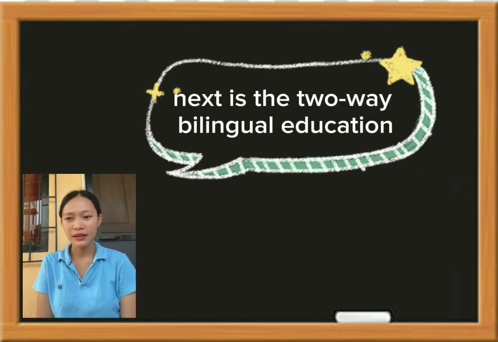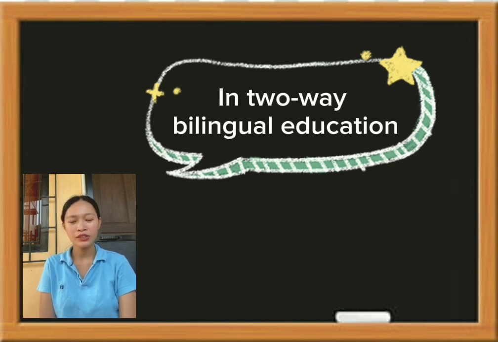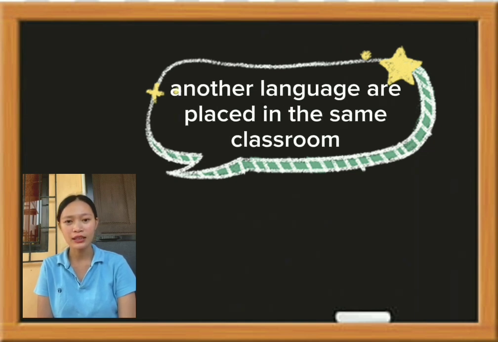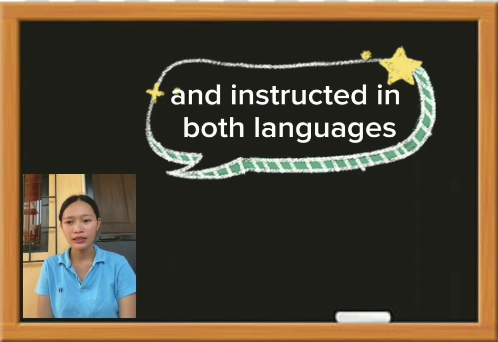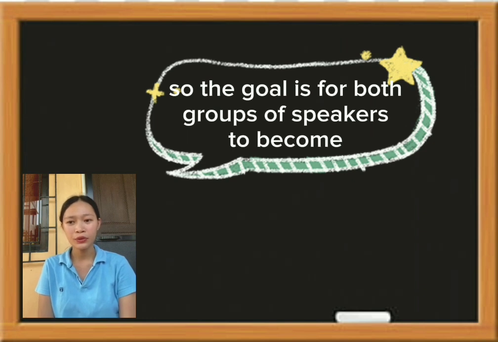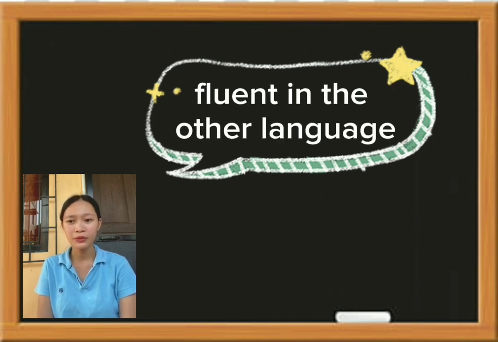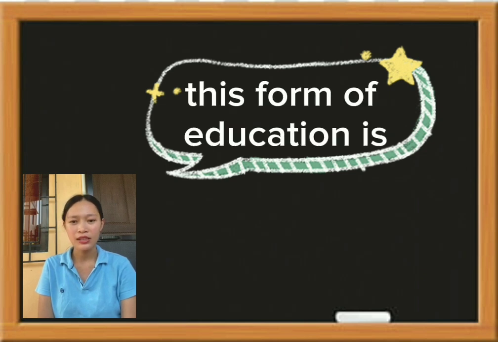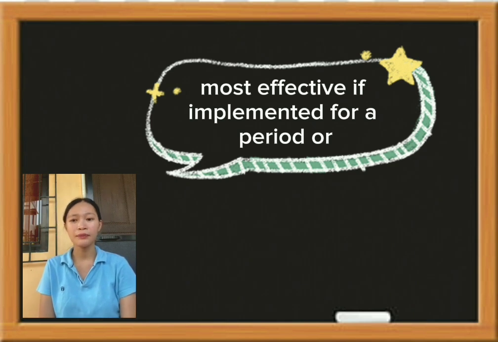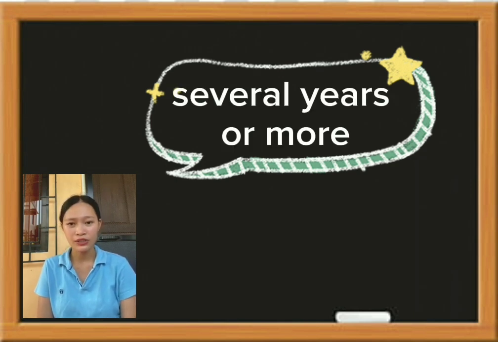Next is the two-way bilingual education. So, in two-way bilingual education, fluent or native speakers of both English and another language are placed in the same classroom and instructed in both languages alternately. So the goal is for both groups of speakers to become fluent in the other language. This form of education is most effective if implemented for a period of several years or more.